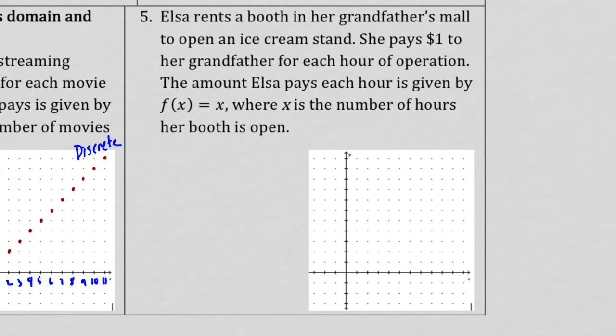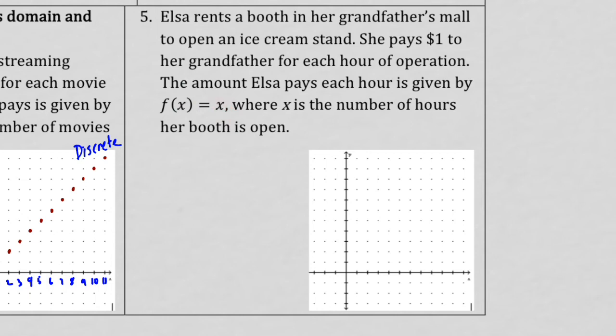Number 5. Elsa rents a booth in her grandfather's mall to open an ice cream stand. She pays $1 to her grandfather for each hour of operation. The amount Elsa pays each hour is given by f of x equals x, where x is the number of hours her booth is open. So if her booth is open for 2 hours, then the amount is $2. F of x equals 2, right? F of x stands for the amount, x stands for the number of hours.